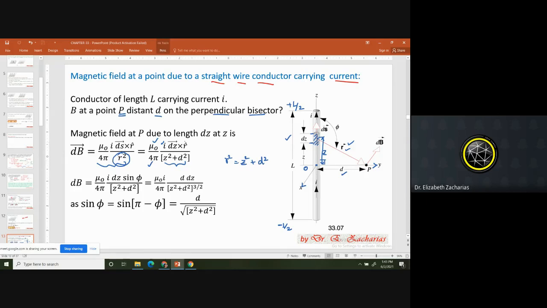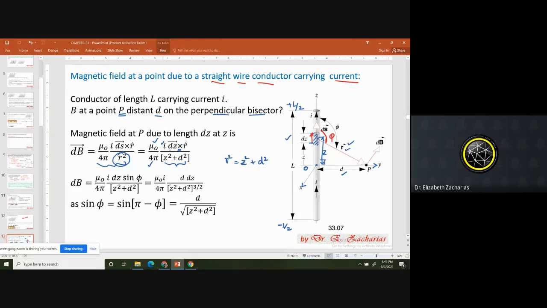Now we need to get rid of this r cap. So let's do the cross product. This becomes mu naught I by 4 pi dz sine phi by z square plus d square. Why sine phi? Because it's a cross product and phi is the angle between dz and r cap. This is phi, the angle between your dz vector and your r vector.